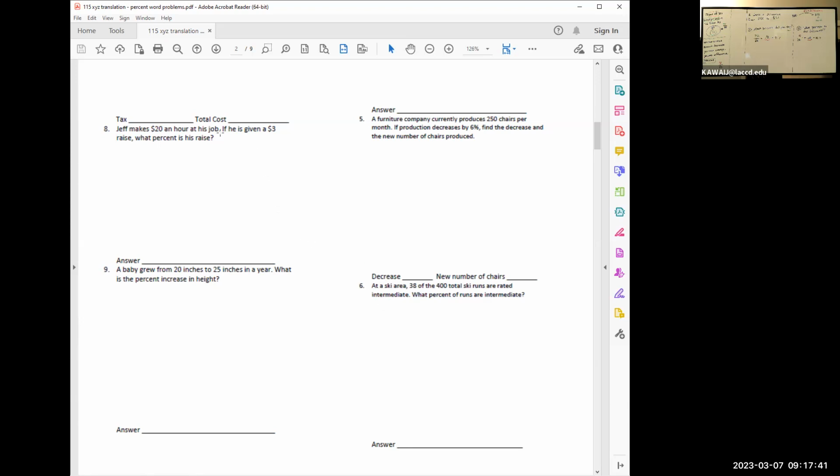So over here, we want to know what percent this $3 is, right? That's his raise compared to the 20. It says, what percent is his raise? Well, his raise is $3, so that's 3 divided by, let me do a different color. 3 divided by 20 is equal to 0.15, which is 15 percent. Okay. Let's try this one over here.